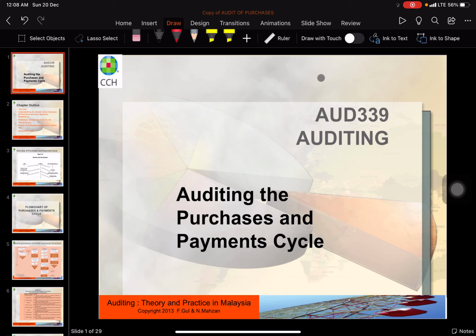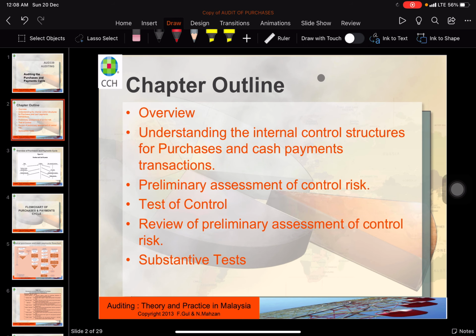Alright, now we move on to our next topic, which is auditing the purchases and payment cycle. This is our outline. Number one, we have to understand the internal control structure in the purchase and payment. Number two, the preliminary assessment of control risk. We have to assess the control risk, and then test the controls, and then see the preliminary assessment of control risk, and lastly is substantive testing.